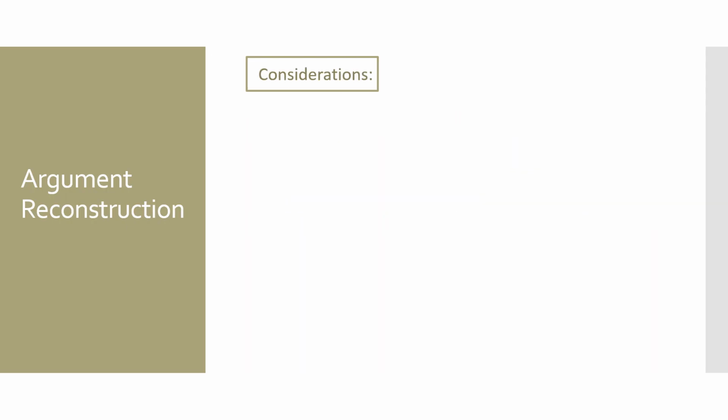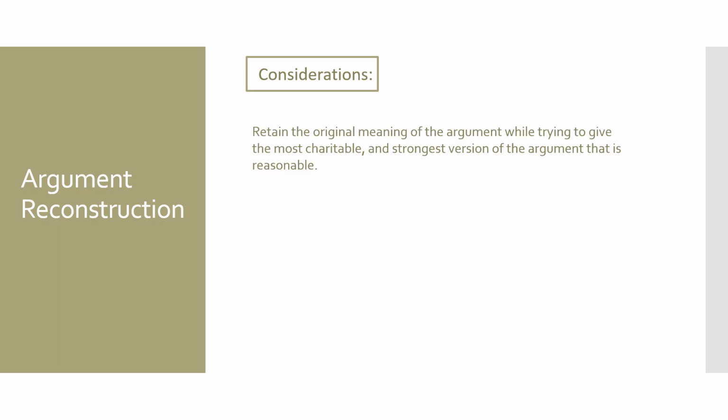So, some basic considerations when you work through argument reconstruction. The first and really the most important point of argument reconstruction is that you do everything in your power to retain the original meaning of the argument. Be charitable even when you do this. Do not try to misrepresent an argument. Take the strongest version of it that you can find, the one that is most reasonable, and work with this.